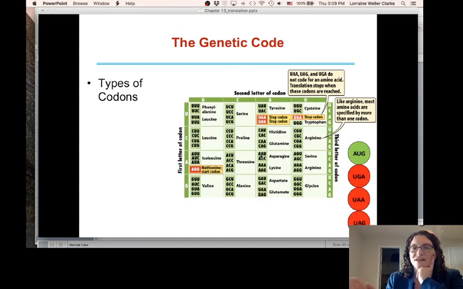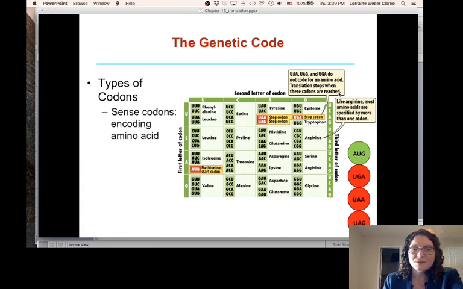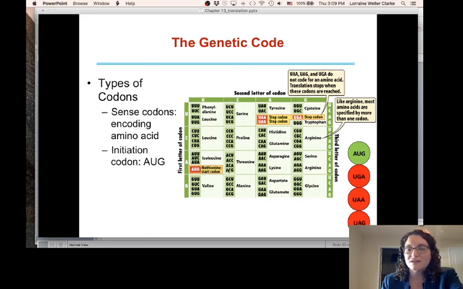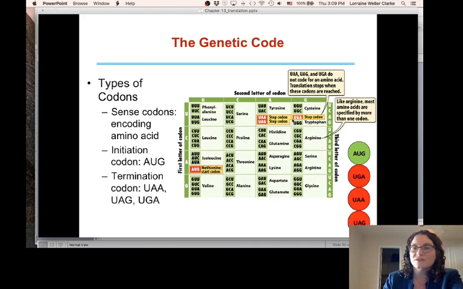Here are the stop codons. Translation stops when these codons are reached. We talked about that as part of the issue in the gene for muscular dystrophy, where a stop codon was reached too soon and the entire protein is not translated. Also, it's translated wrong because it's changing the frame shift, so it's putting in the wrong amino acids. Sense codons encode amino acids. AUG is always the start codon, methionine, and the termination codons are these 3.